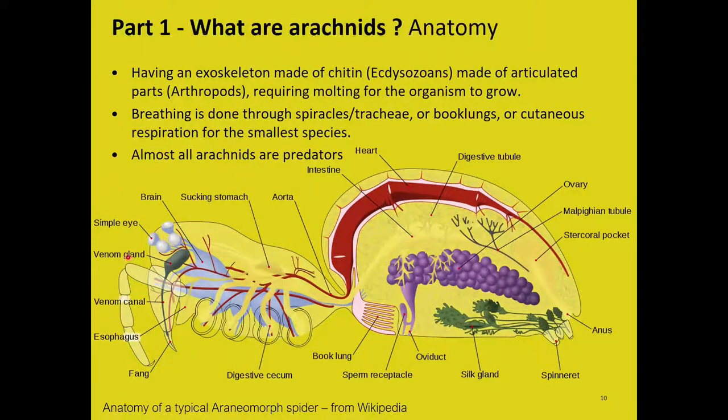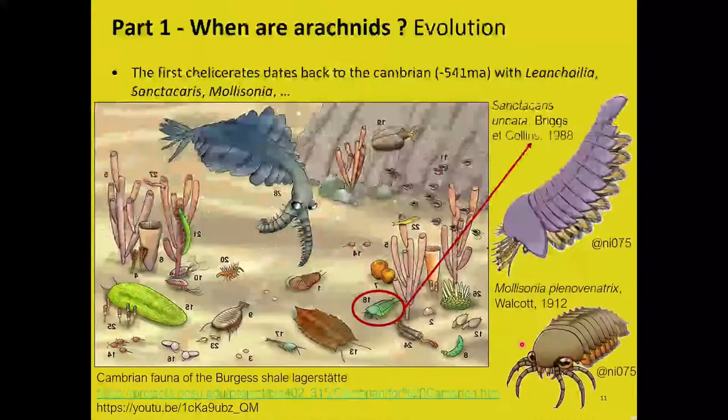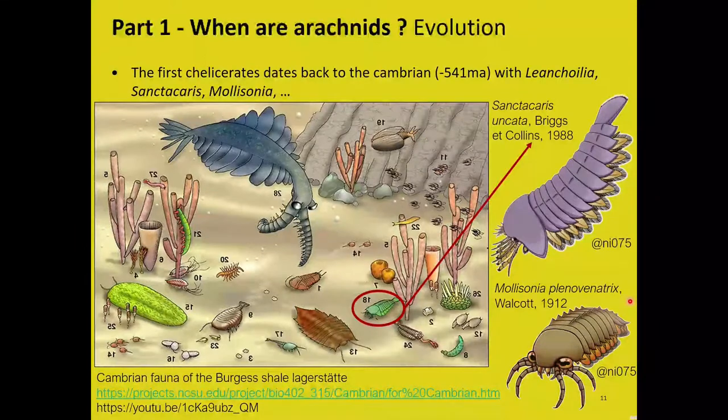So I won't go over everything here, but as you can see, there's the venom gland, the nervous ganglion, eight legs, and the circulatory system. So, typical arachnid anatomy here. Of course, silk glands for spiders also. Yeah, don't mistake them for grapes. I don't recommend the taste.